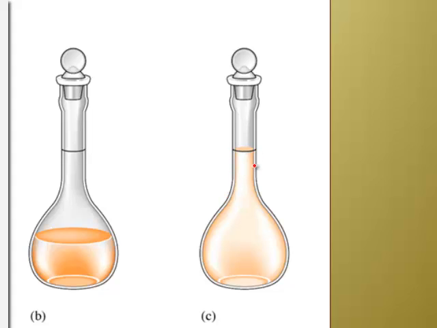And you want to do that very carefully because you don't want to put too much. If you put too much, you got to start all over at step 1. Done that a lot of times. And the bottom of the meniscus has to touch the line. Just like everything else, we read from the bottom of the meniscus. The bottom of the meniscus is what you're shooting for.